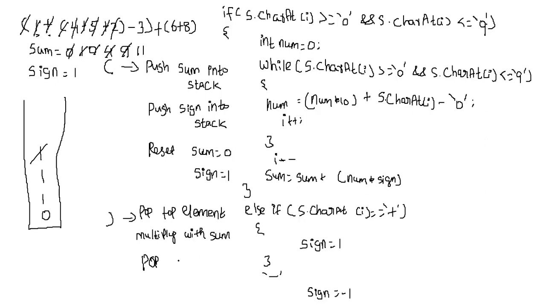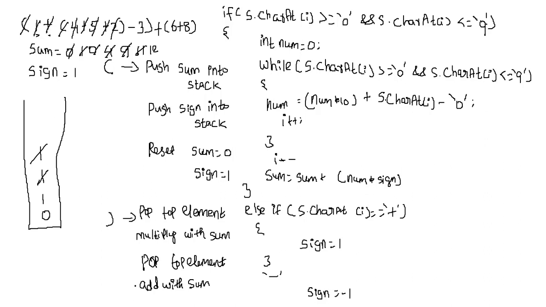Then pop top element, add with sum. So top element is 1. That will be added with sum. It becomes 12. Now we would have a doubt why we are first multiplying, then we are adding with sum.